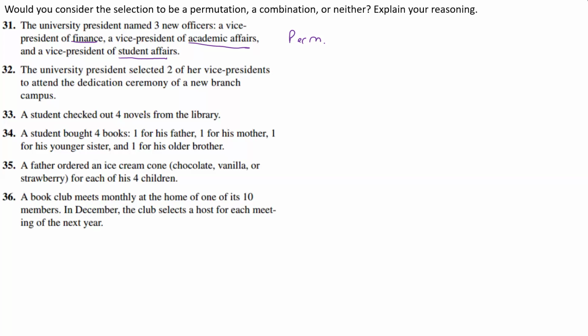The university president selected two of her vice presidents to attend the dedication ceremony of a new branch campus. Now, we're just selecting two. It doesn't say which two we have to select. And so this one, really, the order doesn't matter. And so we could call that a combination because order doesn't matter in this case.